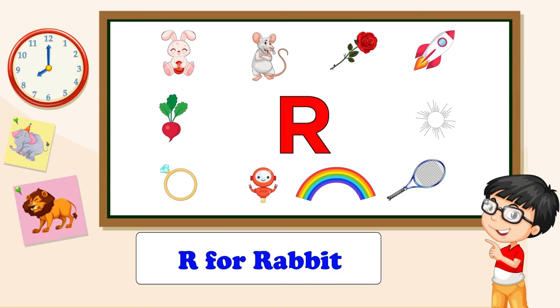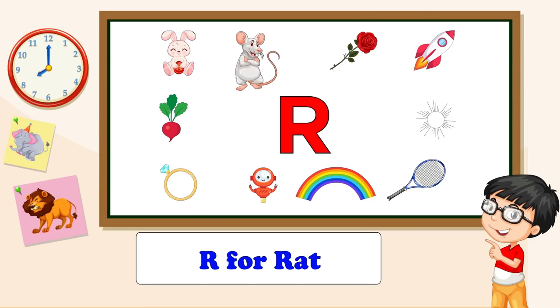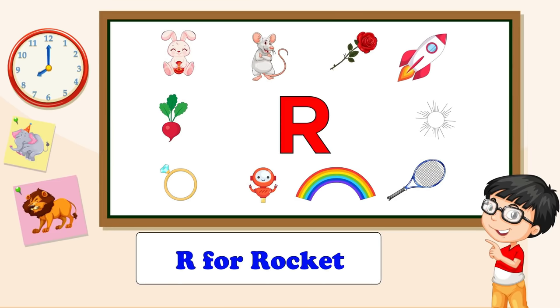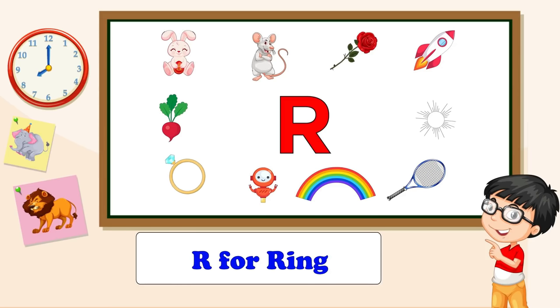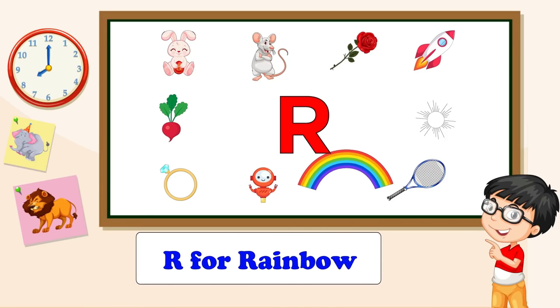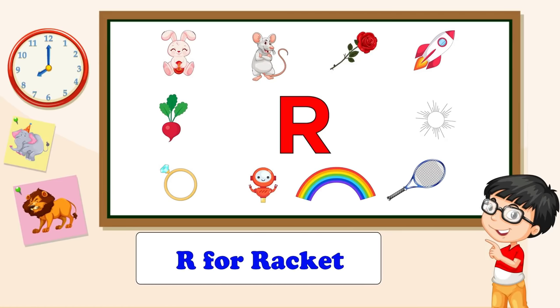R for rabbit. R for rat. R for rose. R for rocket. R for ring. R for robot. R for rainbow. R for rocket. R for radish. R for ray.